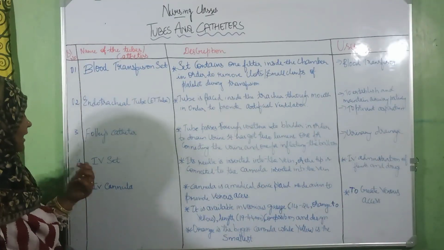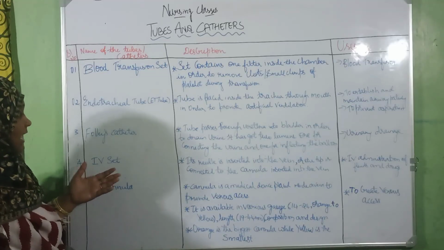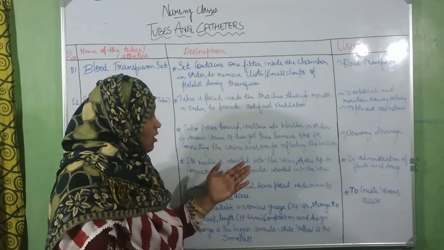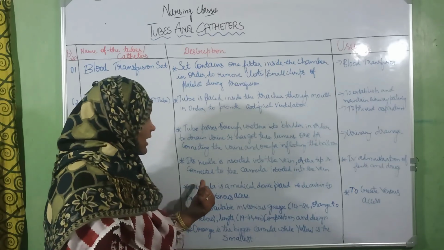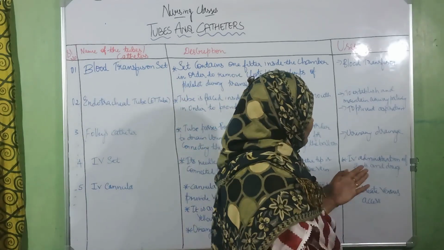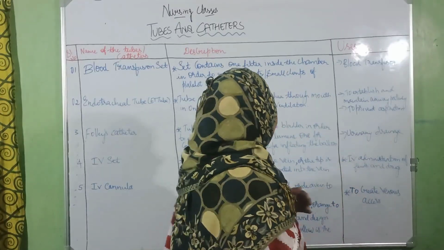Next is the IV set, that is intravenous set. As the name indicates, it is a needle inserted into the vein, or the tip is connected to the cannula inserted into the vein. So what is the use? The use is for IV administration of fluids and drugs.